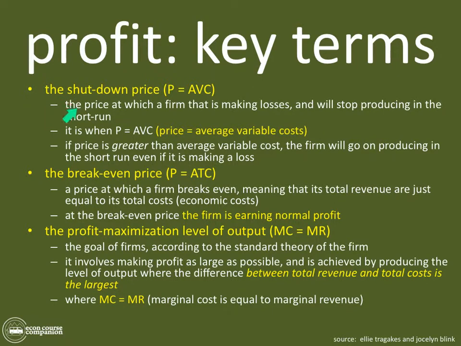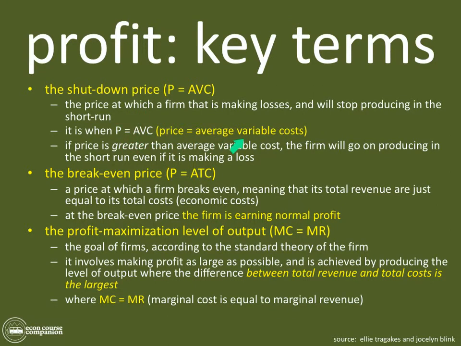Check out that video as well. But the shutdown price is where price equals the average variable cost, right? The shutdown price is the price at which a firm that is making losses will stop producing in the short run. And that is when P equals average variable cost. If price is greater than average variable cost, the firm will go on producing in the short run, even if it is making a loss. So the shutdown price assumes that it's making a loss.